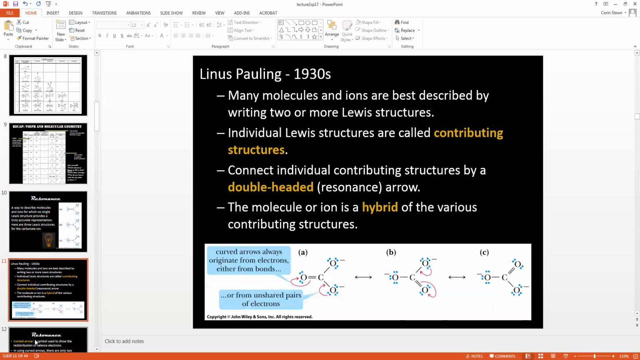So Linus Pauling in the 1930s recognized that many molecules or ions are best described by writing 2 or more Lewis structures. These individual Lewis structures are called contributing structures. You can connect individual contributing structures by a double-headed arrow, also known as a resonance arrow. The molecule or ion that results is actually a hybrid of all of the various contributing structures. So in reality, carbonate exists in form A and form B and form C.